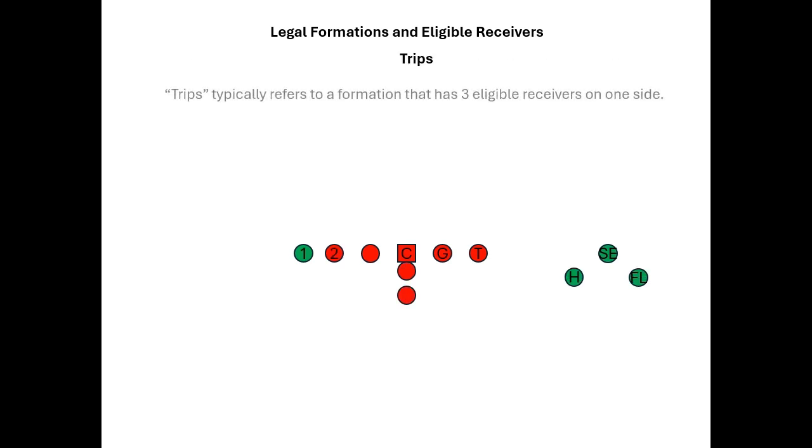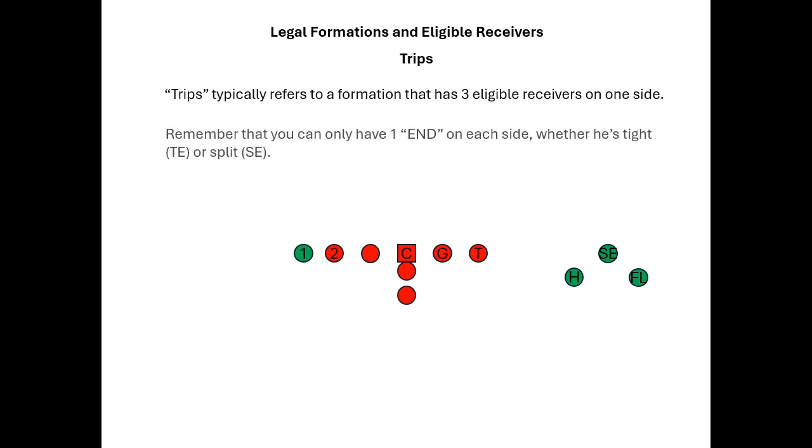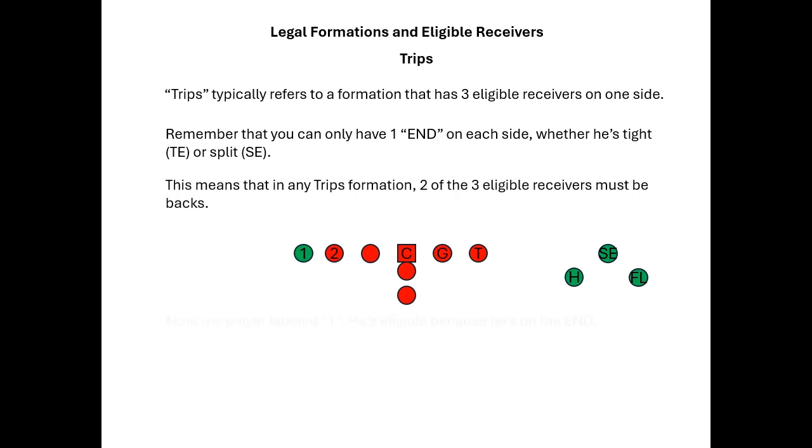Another place where things get wonky is when we move into trips and quads. Won't talk about quads today, but trips typically refers to a formation that has 3 eligible receivers on one side. If you do the math, you can only have one end on each side, whether he's tight or split. In this case, the guy on the left is a tight end, the guy on the right is a split end. This means that in any trips formation, 2 of the 3 eligible receivers must be backs.